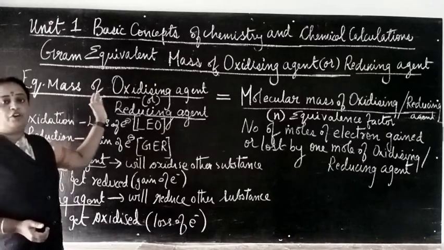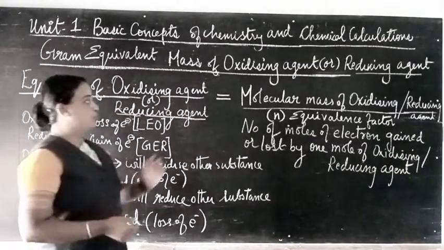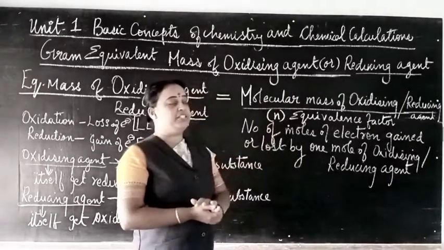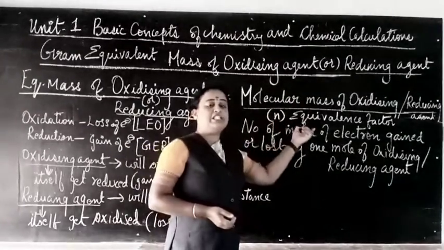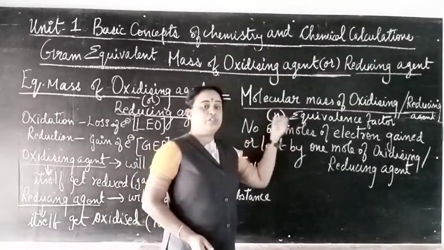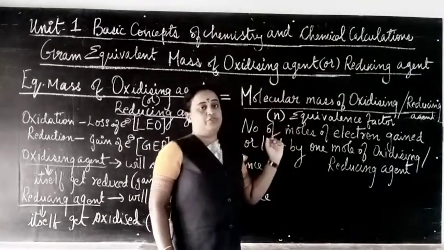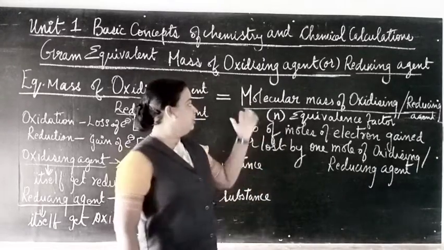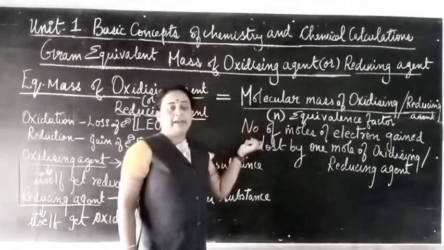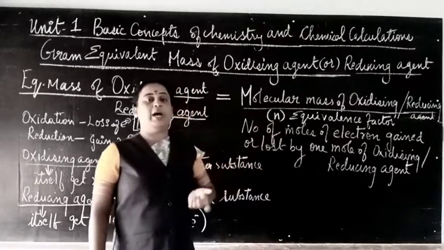Equivalent mass of oxidizing agent or reducing agent can be calculated by a formula. The formula is: molecular mass of oxidizing agent or reducing agent divided by equivalence factor. Whichever oxidizing agent you are considering, you have to find its molecular mass. Or if you are considering the reducing agent, then you calculate the molecular mass of that particular reducing agent, divided by the N factor, that is nothing but the equivalence factor.